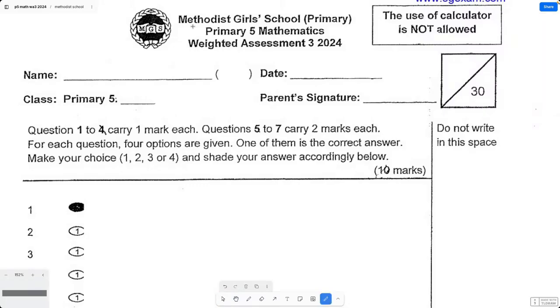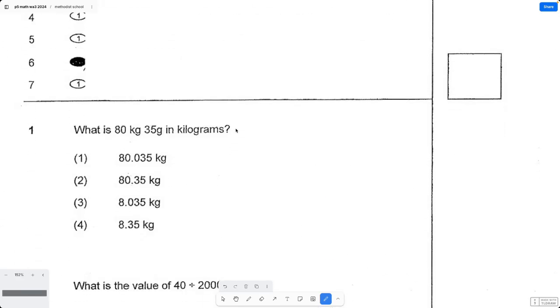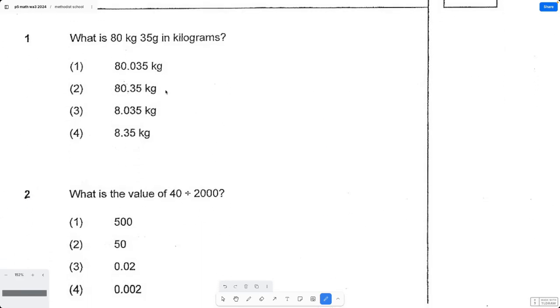In this video, I'm going to go through Methodist Girls School Primary 5 Math Weighted Assessment 3, 2024. So let's get started on the first question, which is this question. What is 80 kg 35 grams in kilograms?